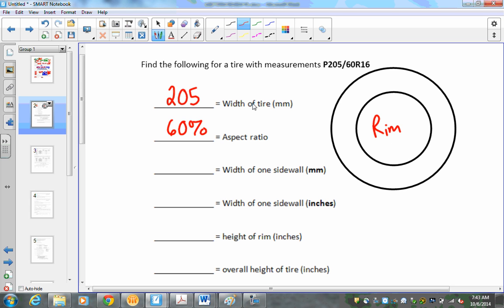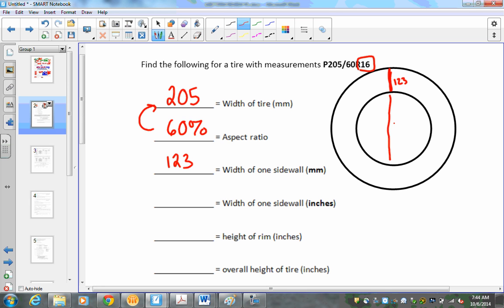All right, so we have the width of the tire and the aspect ratio. The first thing we're going to do is find the width of one sidewall, which is this piece right here. And the way we do that is we're going to multiply 60% by 205. So 205 times 0.6 gives me 123 millimeters. So 123 millimeters, but I'm going to convert that to inches. And because here, going back to the measurement, see this R16? That 16 means the rim length. So let me go ahead and just do this.